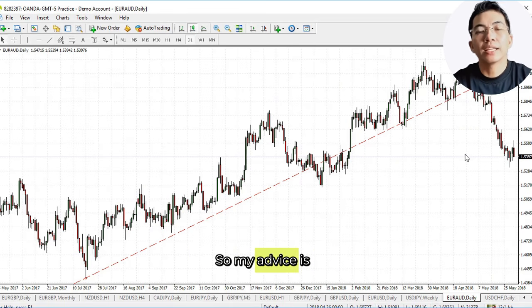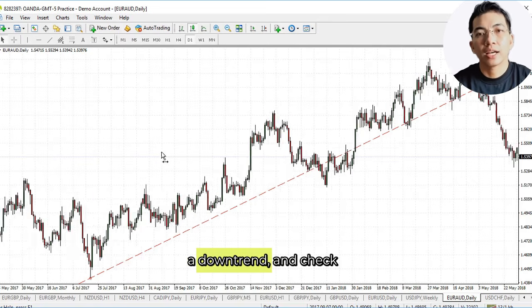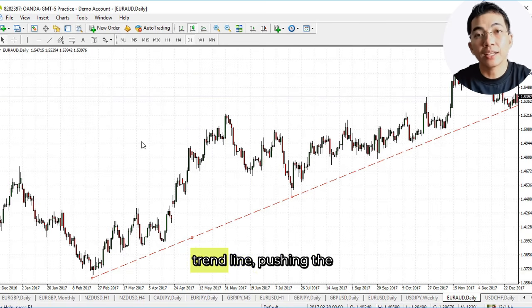So my advice is try to connect higher lows in case of an uptrend or lower highs if it is a downtrend, and check if your trend line has any significance at all. This means that after the first 2 points, there must be at least a third point that clearly respects the trend line, pushing the price back.